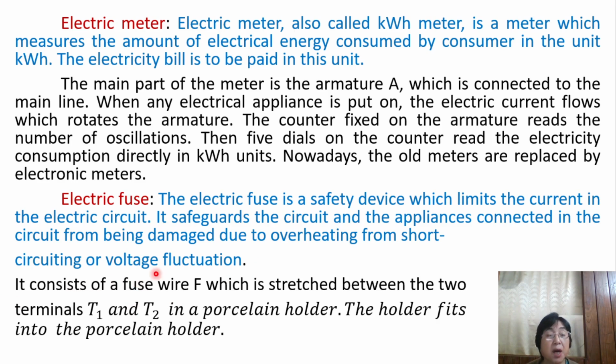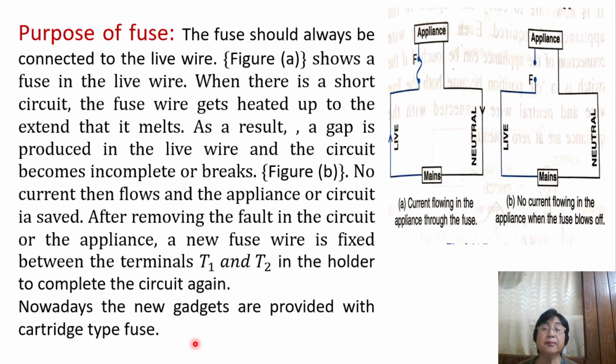Now, a fuse wire. In the electric fuse, we have a fuse wire, okay? A fuse consists of a fuse wire F, which is stretched between the two terminals T1 and T2 in a porcelain holder. The holder fits into the porcelain holder, alright? The purpose of a fuse. The fuse should always be connected to the live wire. Extremely important. The fuse should always be connected to the live wire.